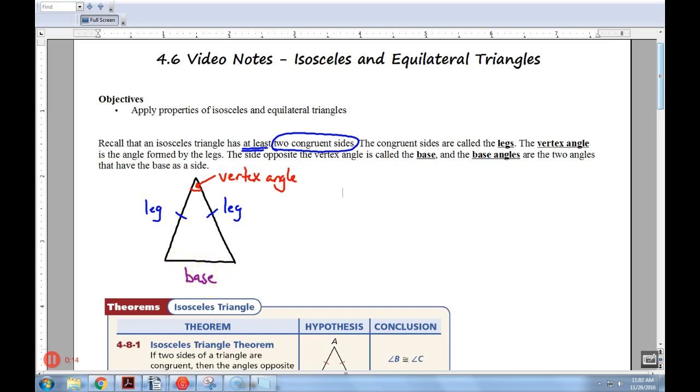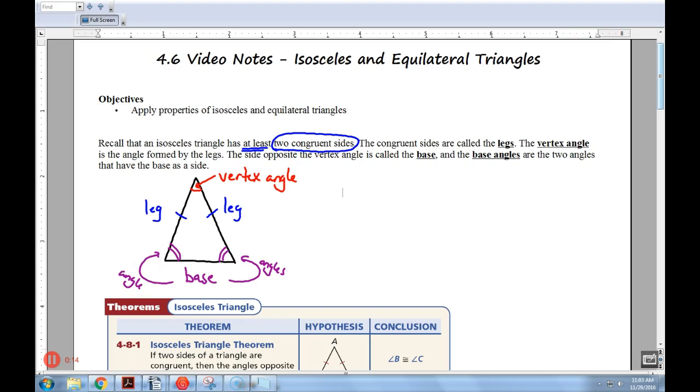Usually the base is on the bottom, but I could always tilt this thing sideways, which I'm going to do here in a second, and it's going to change position. But the base is always across from the vertex angle. And now these two angles down here are called base angles. So you have the base, and then these guys right here are the base angles. So two base angles, one vertex angle, two legs, and a base.